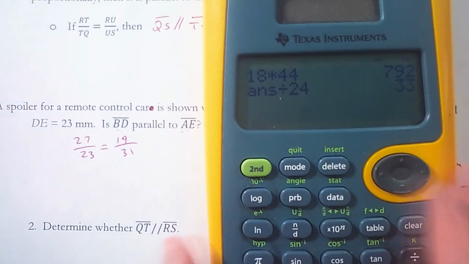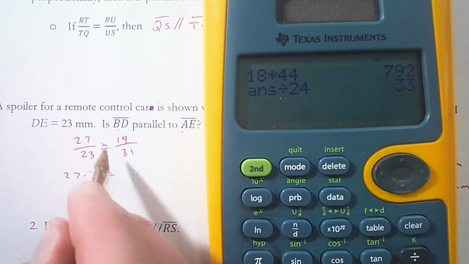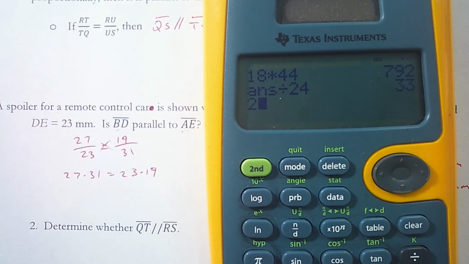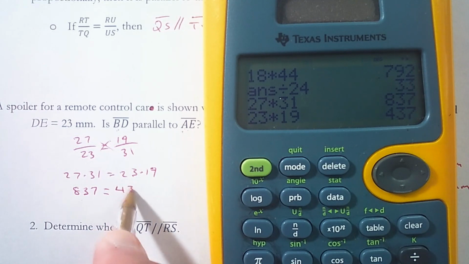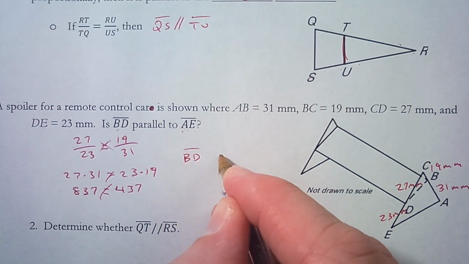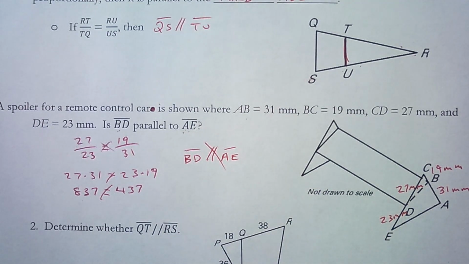So let's check the cross products here. So we've got 27 times 31 and 23 times 19. Okay, so that's 837 and 437. Those are not the same, so this is not a true proportion. So I would say that segment BD and segment AE are not parallel to each other.